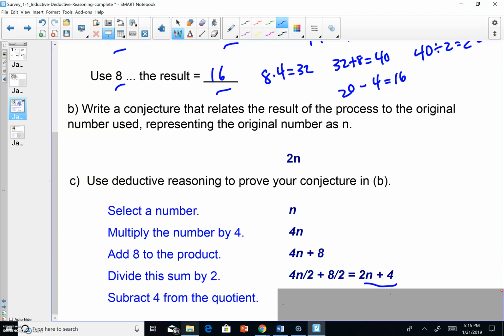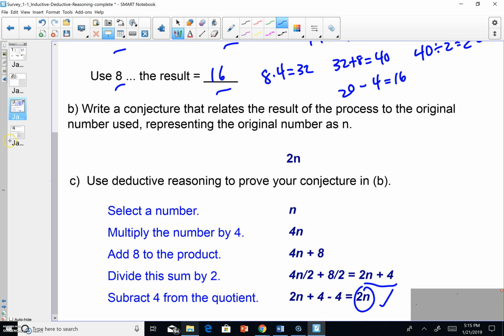Okay, now from that, I want to subtract 4. So I take that whole thing, I subtract 4, and my answer is going to be, let me move it down a little bit further. There we go. 2n plus 4 minus 4, the 4's cancel, and I'm left with, sure enough, the 2n, which proves my conjecture. All right, let's try another one.